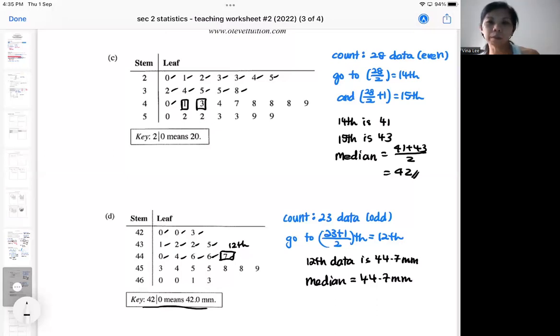So actually, what's the interpretation of median? That means below this value, I got exactly half the data, and above the value, I also have exactly half the data. So in this case, I got 11 data below 44.7. I also got 11 data above 44.7. So that 44.7 is right in the middle. So that is a feature of the median.